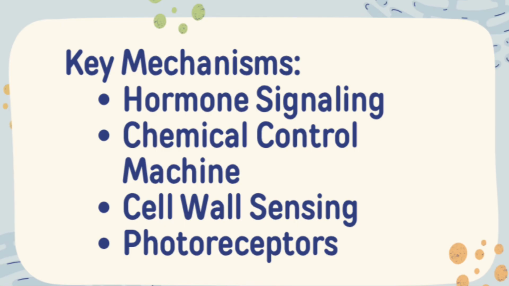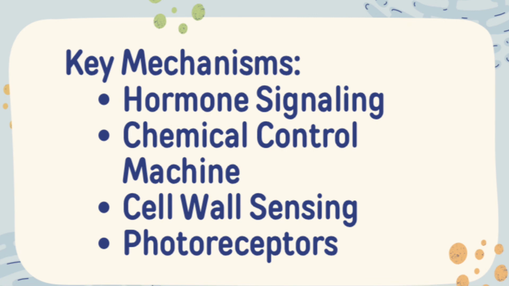These are the key mechanisms. The first is hormone signaling. Plant hormones regulate growth, development, and stress responses. Second, we have the chemical control mechanisms. Plants utilize chemical signals to coordinate activities between cells, tissues, and organs. The third is cell wall sensing. Plant cells detect mechanical stresses, triggering responses to maintain cell wall integrity.